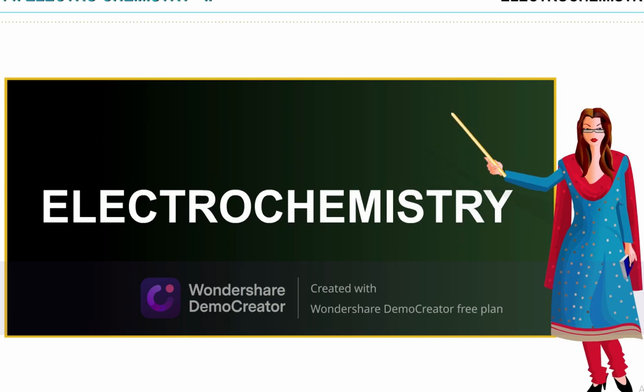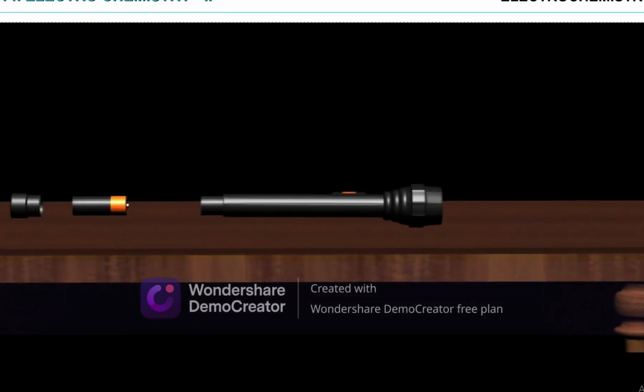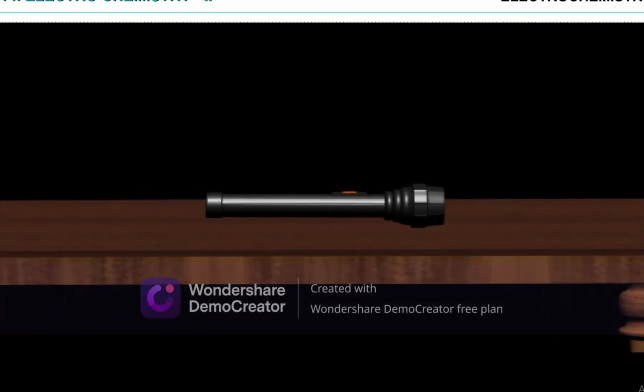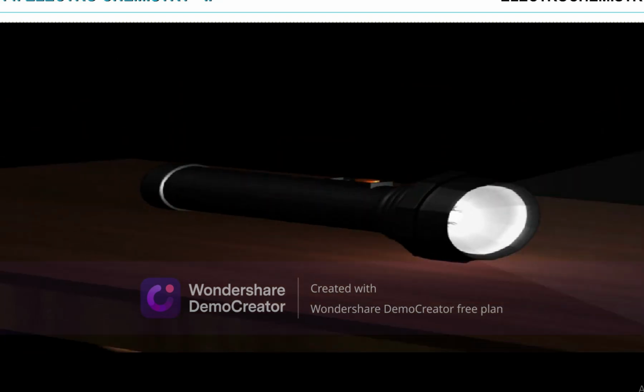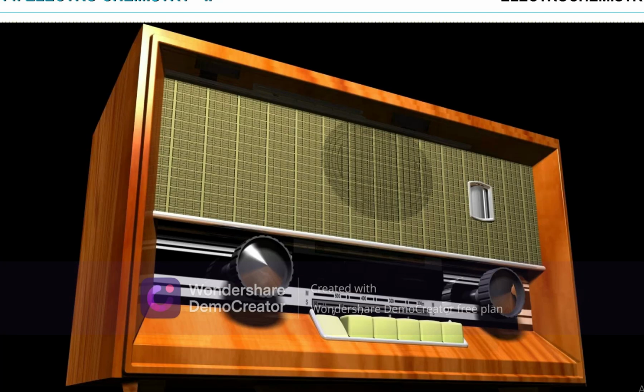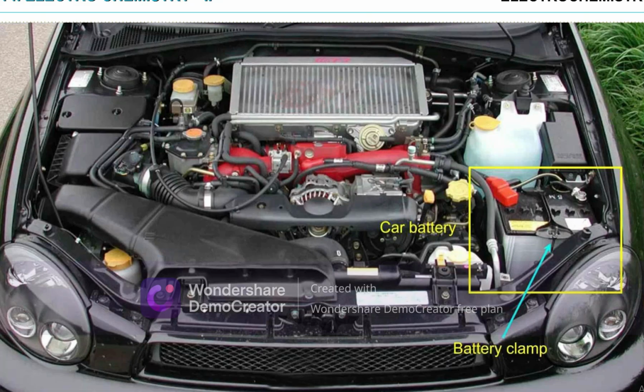Electrochemistry. This chapter deals with the interconversion of chemical energy into electrical energy. For example, batteries supply electrical energy stored in the form of chemical energy for the operation of torches, radios, calculators, cars, etc.